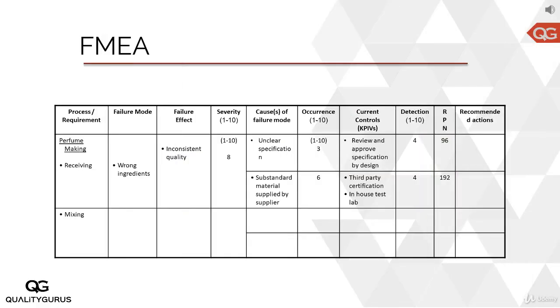So when you multiply, let's say in the first case, 8 multiplied by 3 multiplied by 4, you get an RPN of 96. In the second case, you multiply 8 by 6 by 4, that gives you an RPN value of 192. So probably out of these two, you would see that second item is more critical. The substandard material being supplied by supplier is more critical than giving the wrong specification. But this is one step. Probably you have a much bigger list here when you create the full FMEA for the process which you are doing. So this was a brief introduction to FMEA, failure modes and effects analysis.